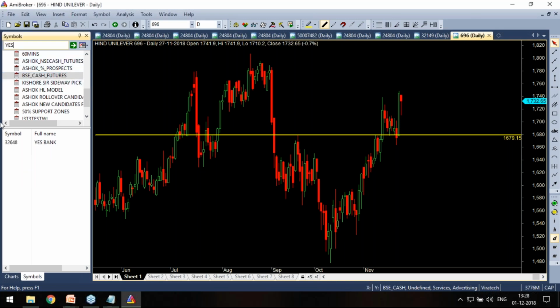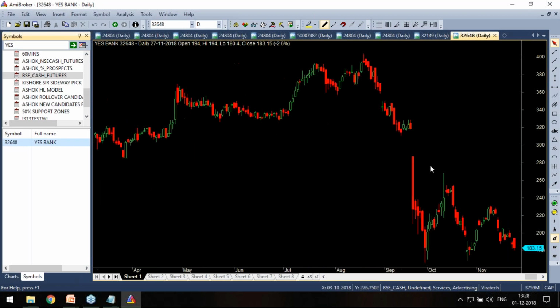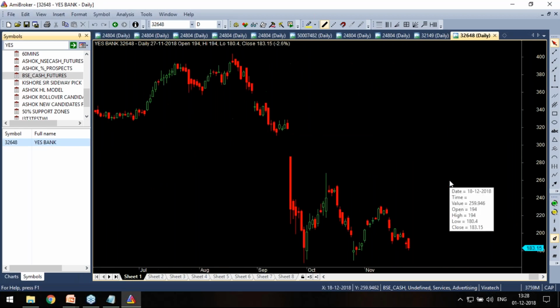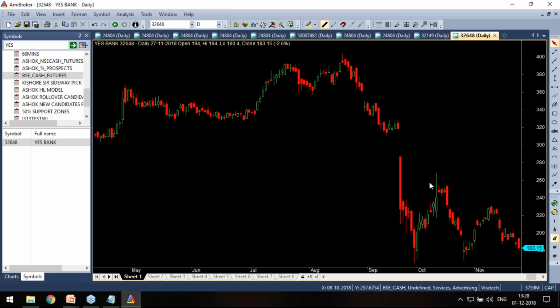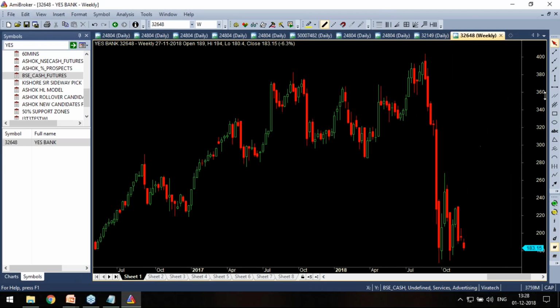What is wrong with Yes Bank here? This is pathetic. Okay, now... hmm. I'm unable to do anything on the price action front. Month, weekly. So is there anything here this side? Anything to take care of the strength on the monthly?